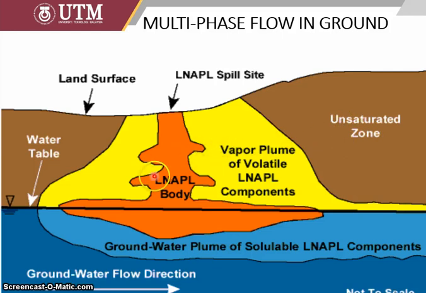So in the unsaturated zone, a light NAPL could migrate, surpass the water table, and go further away following the groundwater flow direction. The NAPL can also change its state from liquid to vapor. So a vapor plume of volatile NAPL can also take up a lot of area.